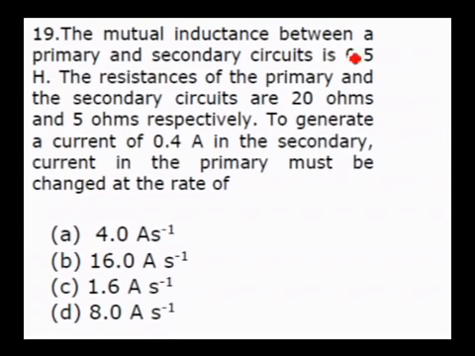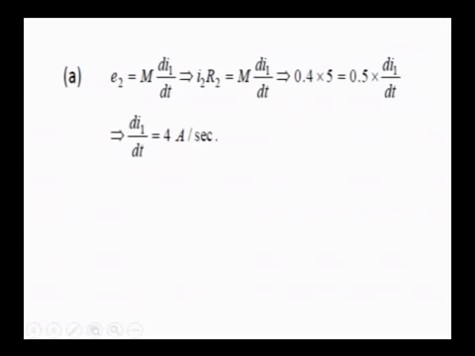Next, the mutual inductance between primary and secondary circuits is 0.5 Henry. The resistance of the primary circuit is 20 ohm and the secondary circuit resistance is 5 ohm. To generate 0.4 ampere in the secondary coil, the current in the primary should change at the rate of what? We have an expression here. Induced EMF in the second coil is M into the rate of change of current in the first coil.